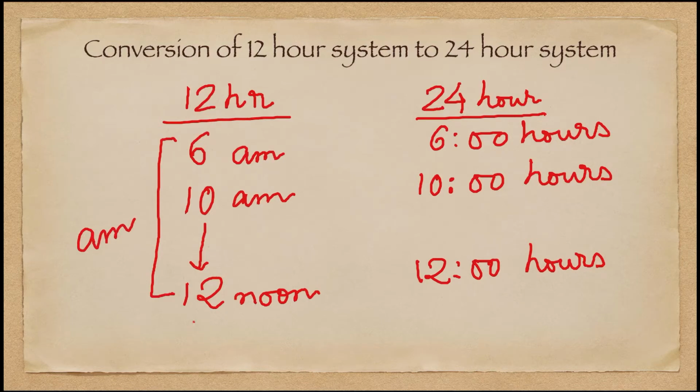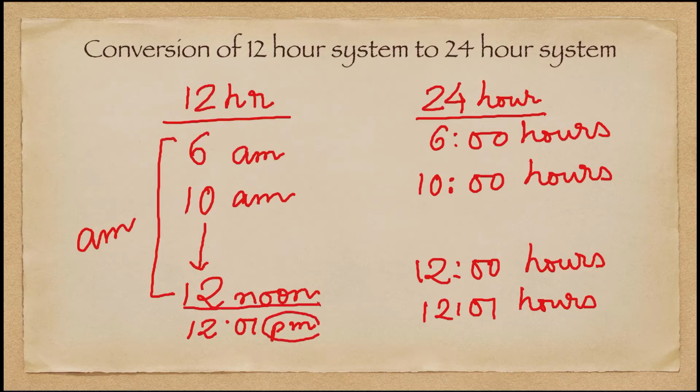As soon as the time becomes 12:01 PM, it will become 12:01 hours. Here you have to pay attention. Just as it crossed 12 noon, we get PM as the time, whereas in 24-hour system, hours continue.